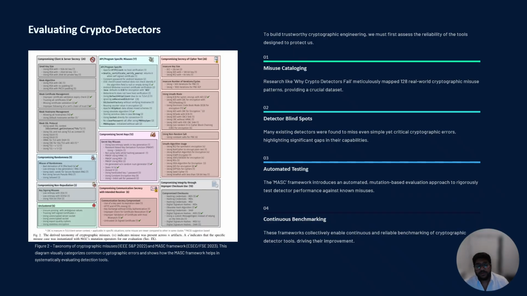After identifying usability gaps, researchers turned to the reliability of the detectors themselves. Why Crypto Detectors Fail, from IEEE 2022, mapped 128 real-world crypto misuses grouped into categories like weak keys, insecure cipher modes, and poor randomness. The taxonomy you see here summarizes those misuse types.